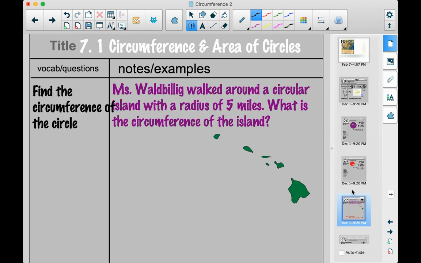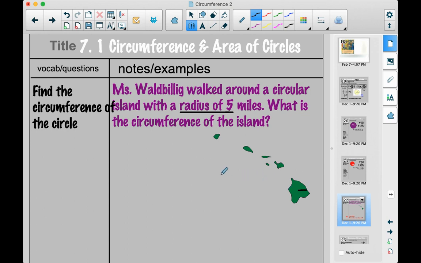All right. So what about this one? Miss Waldbillig walked around a circular island with a radius of 5 miles. What is the circumference of the island? So we're given this number 5. Take a minute to think. Are we just going to multiply this by pi, or are we going to double it first? Okay. What do you think? Hopefully you got that. Yes, we are going to double this, right? This is the radius, 5 miles. Radius is from the center to the edge.